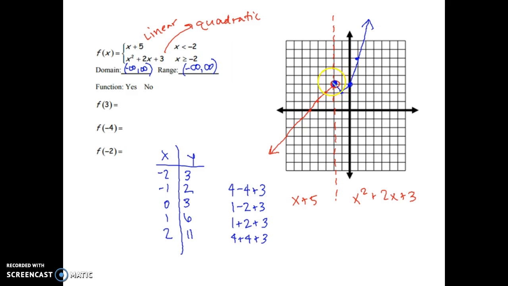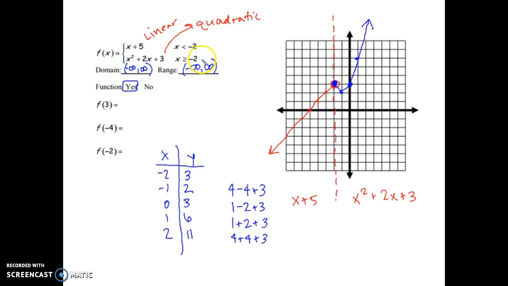It's just 1 because the red's an open circle and the blue is a closed circle, so it is a function. The other types of questions that we have are like f of 3, f of -4, f of -2. These are where you plug in values for x. So f of 3, first I have to find which equation I use based on the domain over here.